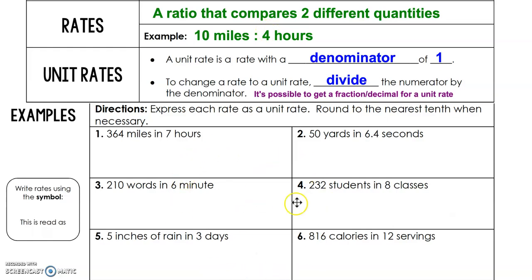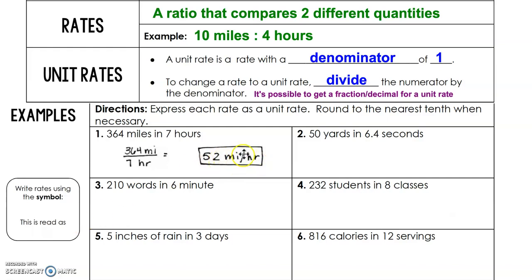So we have some practice here. We're going to express each rate as a unit rate, and we're going to round to the nearest tenth if we have to. So 364 miles in 7 hours. That means we go a total of this many miles in this many hours. We want to know the unit rate. So 364 over 7 hours gives me a unit rate of 52 miles per hour.